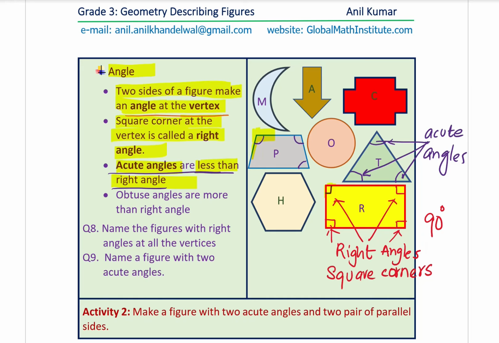And another kind of angle is called an obtuse angle. If something is less than 90 degrees or a right angle, something has to be more than that also, right? So obtuse angles, which you can see here, are more than 90 degrees, correct? So these are obtuse angles which you can see clearly in a hexagon. So these are called obtuse angles.